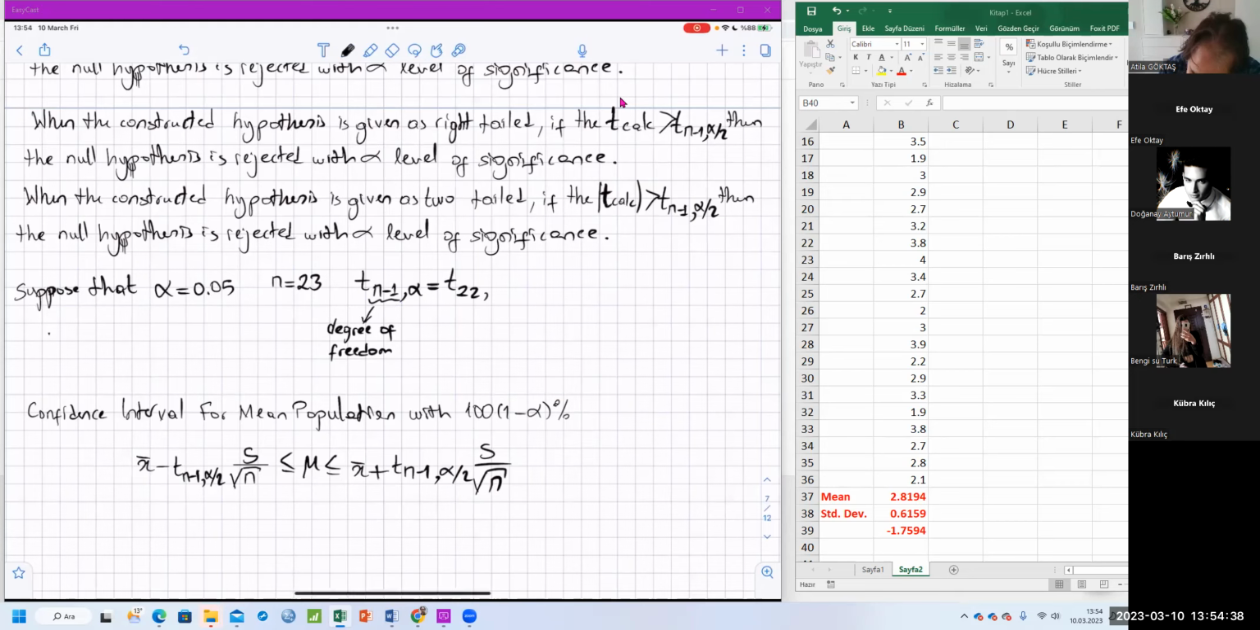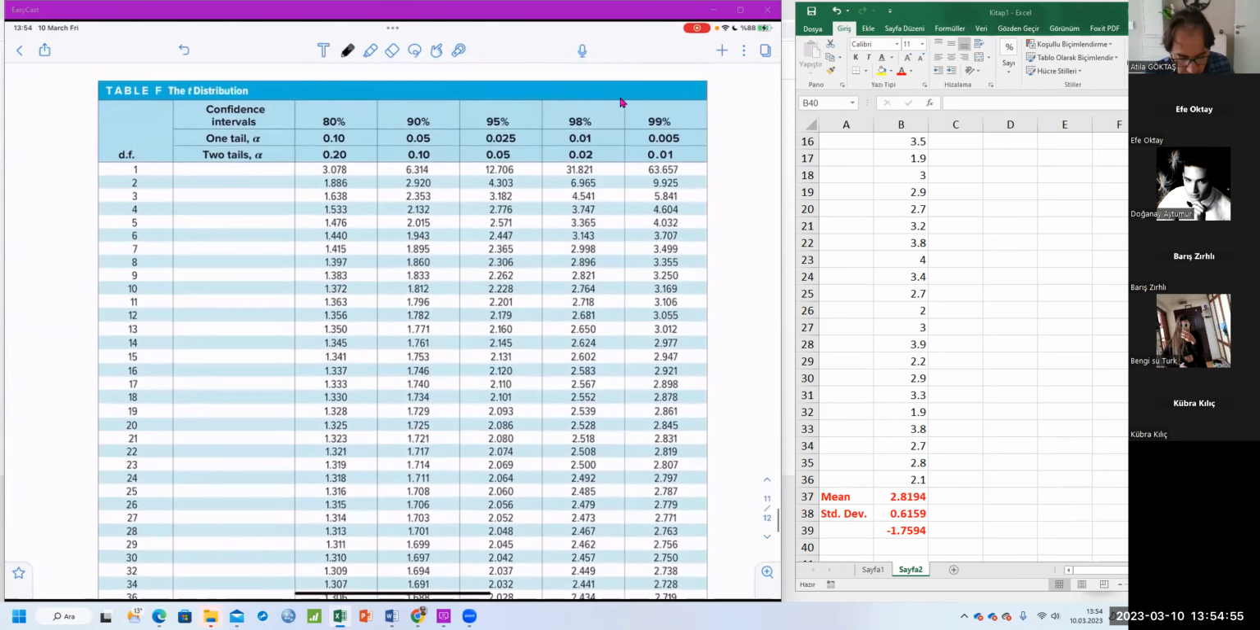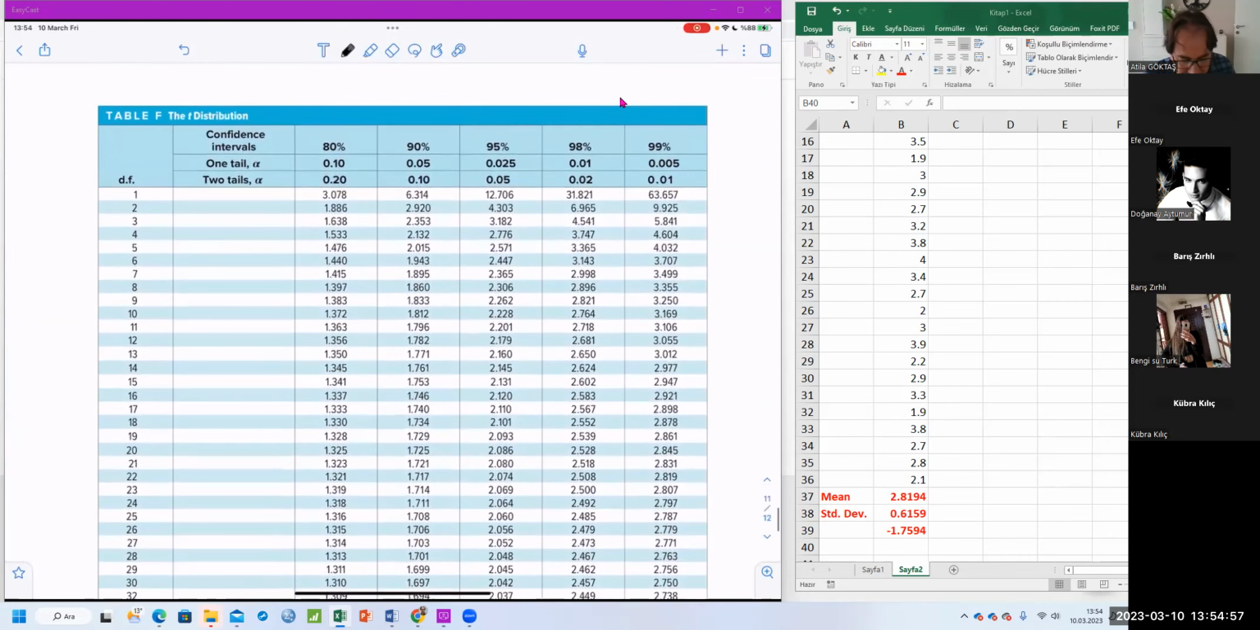So if I'm using the same alpha level, and this is the one-tailed distribution, I'll use the alpha itself, 0.05. The result of this one, I need to bring from a certain different table. It's called table F, the T distribution table. I will supply you within the lecture note today. You will have it today.